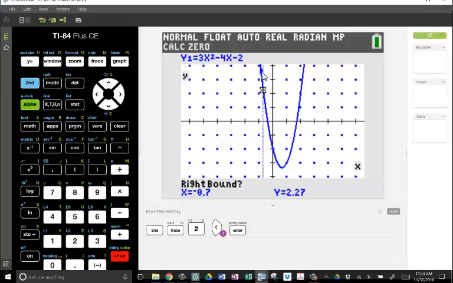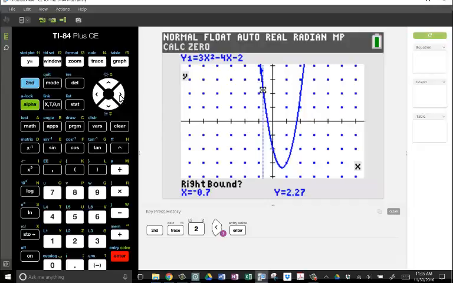Wait, I'm confused on where, like the whole left of the... See this spot right here? Yes. Okay, we want the cursor, the x value, to be left of that. So you just arrow to the left of it.